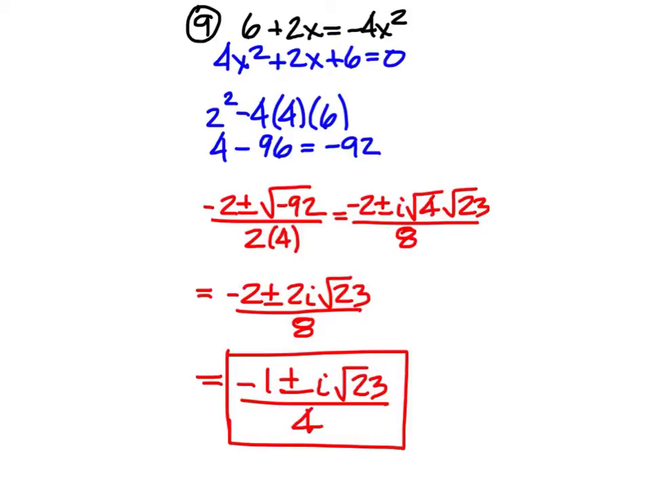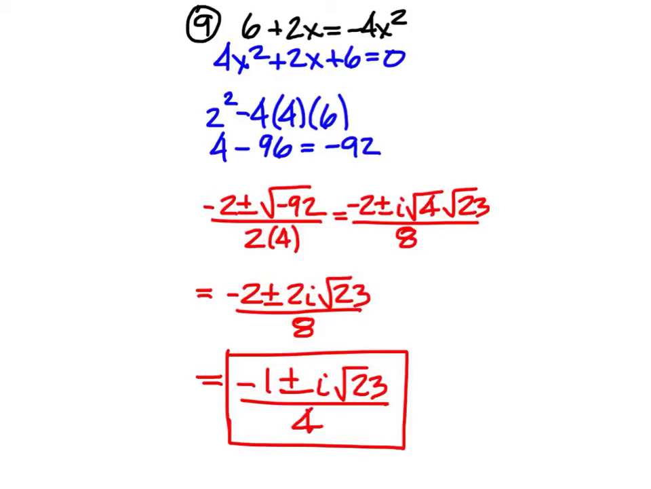Your b value is now negative, so when it goes into the formula here, it would be a negative negative 2. And then on the bottom, you would have 2 times a negative 4, so that would give you a negative 8. And then from there, let's see, you would end up with a positive 2 plus or minus I square root of 92 over a negative 8.